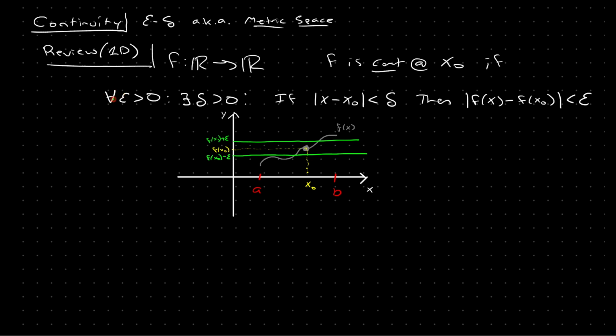There must exist an interval around x naught. This interval is a delta interval. This is x naught minus delta. This is x naught plus delta. There must exist this interval such that for points in the delta interval, for points right here, right here, right here, the function will always stay inside the epsilon interval. The idea being that as epsilon gets smaller and smaller, delta is also getting smaller and smaller, and the limit of the function is approaching the value of the function at this point in this small box.